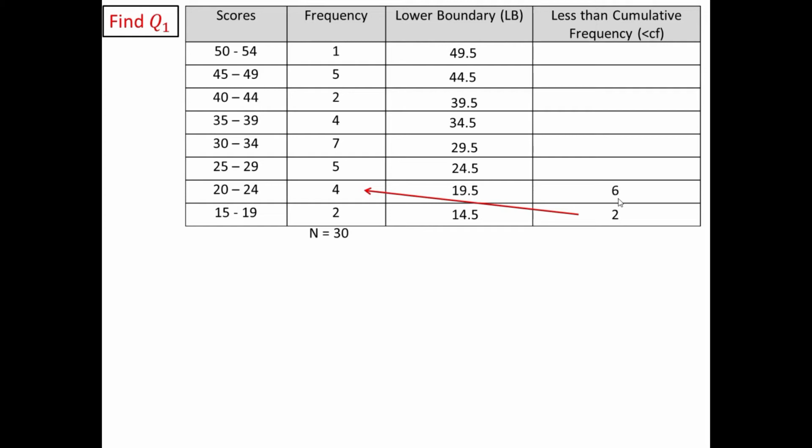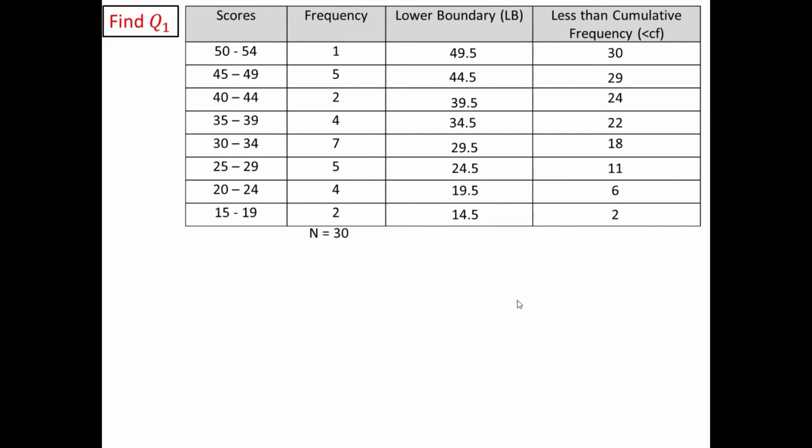Continue mo lang. So 6, ipa-plus siya sa next na frequency. So 6 plus 5 is 11. Susunod, 11 plus 7 is 18. Continue lang natin hanggang makarating tayo dun sa taas. 18 plus 4, that's 22. 22 plus 2 is 24. 24 plus 5 is 29. 29 plus 1 is equal to 30.